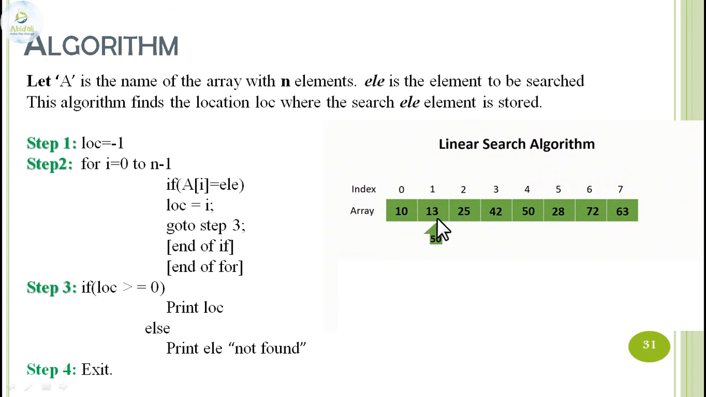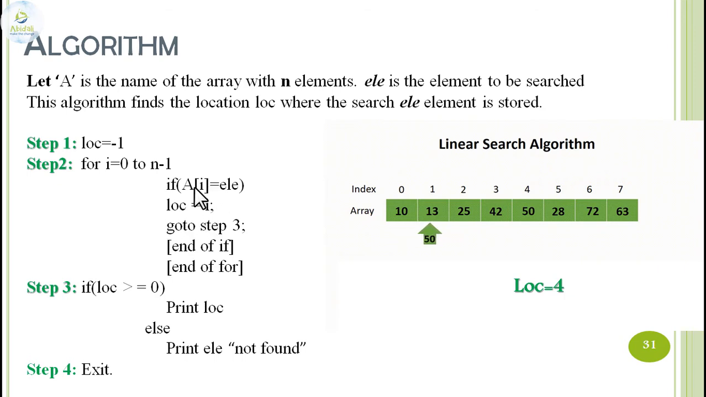Then it will be compared with 1. No. Then it will be compared with 2 for equality, then with 3, no. Then it will be compared with 4, and the match will be found. When the match is found, the location value, that is the index value, will be initialized to 4. The search is successful now.